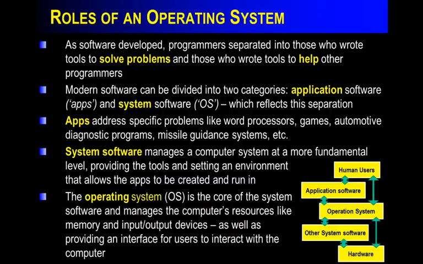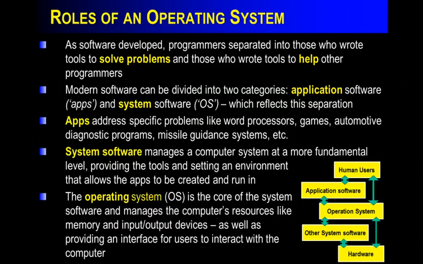Here's a simple diagram that explains it. The human users interact with apps, right? When you use Word, you're interacting with Word. Human users also interact with the operating system. When they turn on the computer and log into Windows, they're using the operating system. The operating system interacts with the apps. However, it is the operating system that interacts with the other system software, like the actual hardware of the system, which is even further down here.